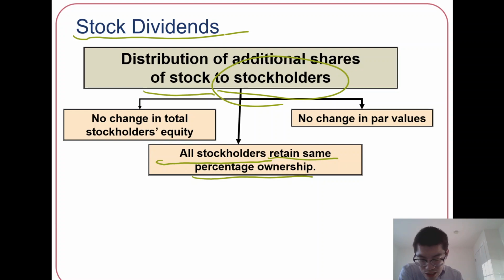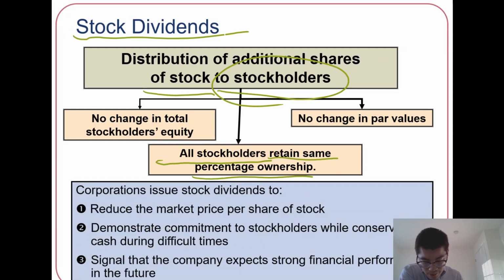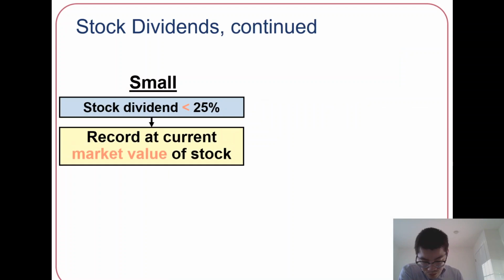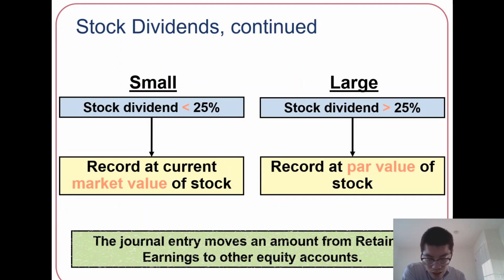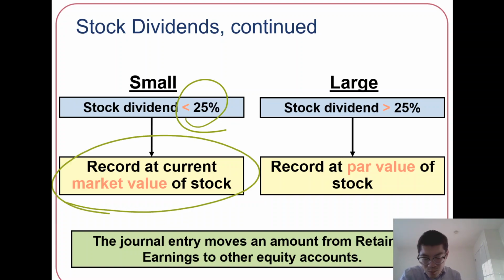So there's no change in total stockholders' equity, and there's no change in par value. Nothing has changed, you just receive additional shares, okay? There are two different types of stock dividends. If the stock dividend is less than 25% of the company's total issued stock, then we just record it at its market value.